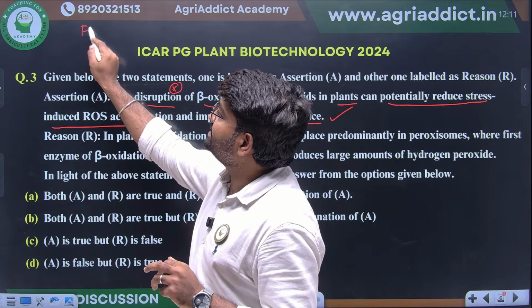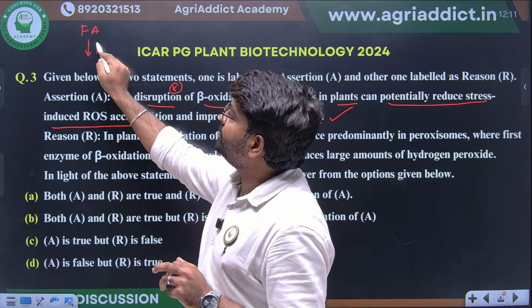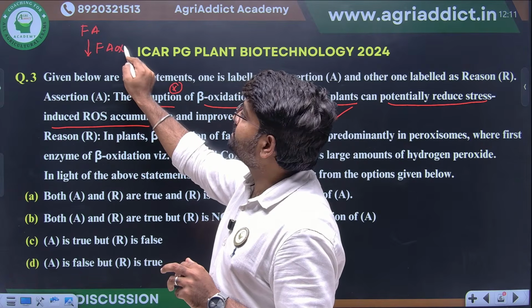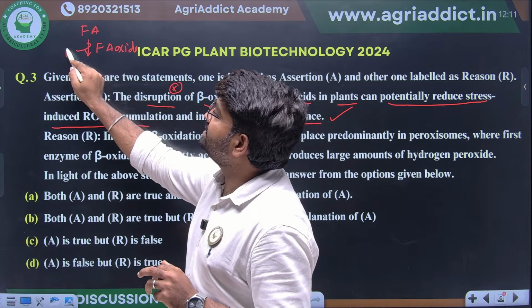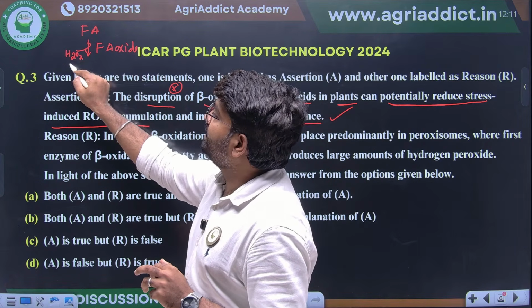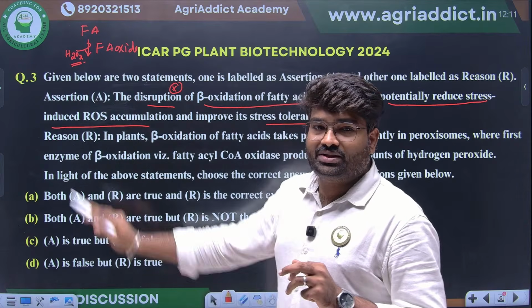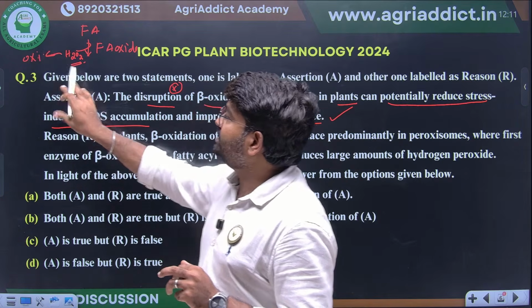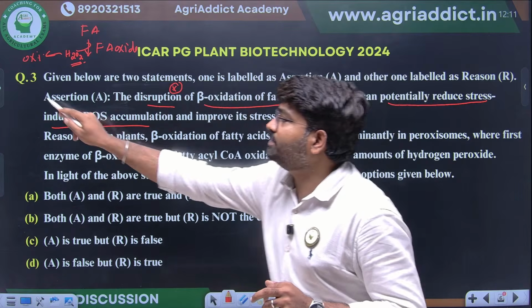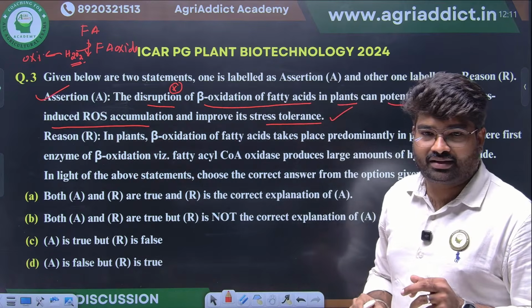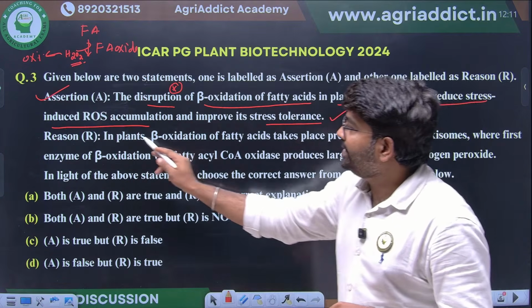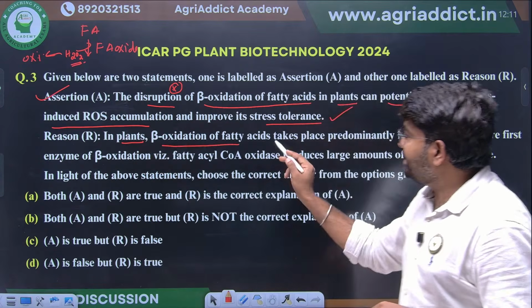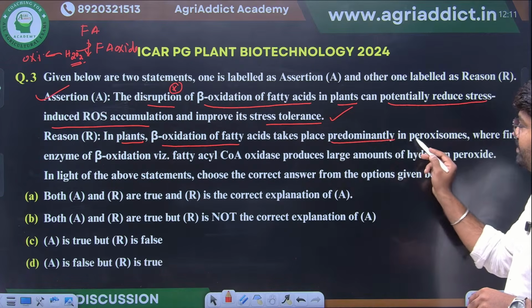In the peroxisome, what will happen? The fatty acid will be acted on by fatty acid oxidase, which will produce hydrogen peroxide instead of FADH2. So this may lead to oxidative stress. So this is a correct statement. The assertion is correct. The reason they are saying: in plants, beta oxidation of fatty acid takes place predominantly in the peroxisome.